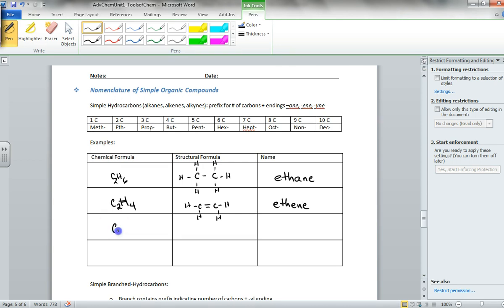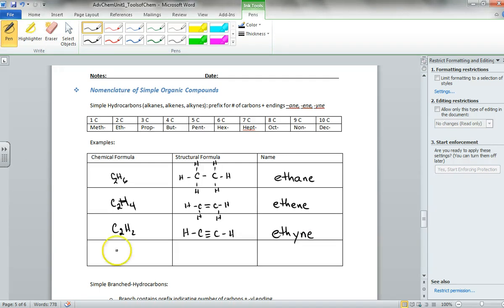Last example, let's say that we had C2H2, which means that our substance must have a triple bond, and one hydrogen is off of each carbon. With 2 carbons, you have the eth prefix, but this is an alkyne, so we refer to it as ethyne.